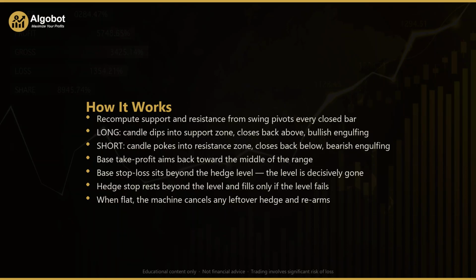Each leg then carries its own structural stop and target. The hedge has a take profit further along the break and a stop that cuts it if price reclaims the far side of the level, meaning the break was false. Finally, the housekeeping rule. If the base position resolves while the hedge never filled, the resting hedge is canceled and the system rearms on the next swing setup. There's no basket logic and no money management overlay, just clean per leg structure.